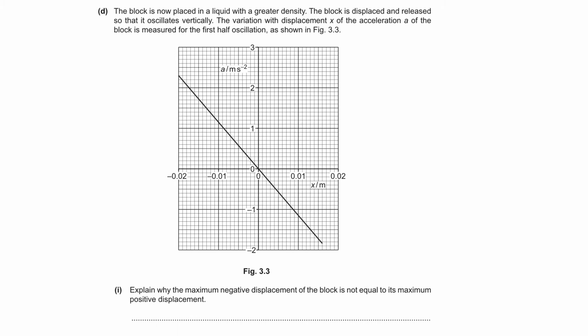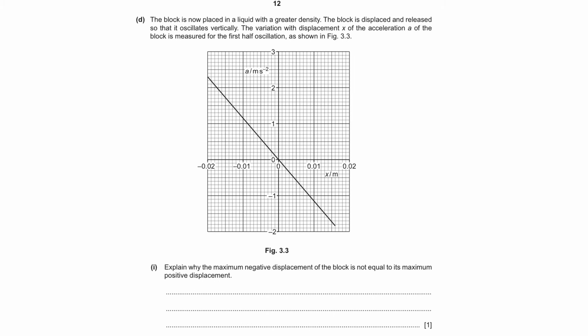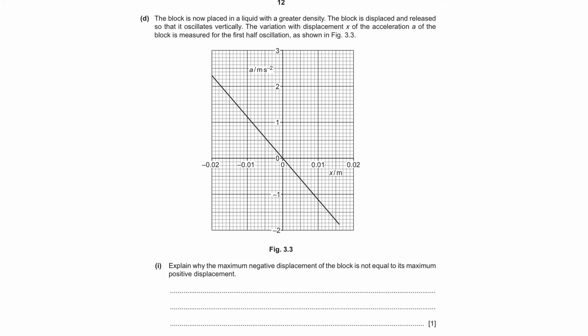Part D says, the block is now placed in a liquid with a greater density. The block is displaced and released so that it oscillates vertically. The variation with displacement x of the acceleration of the block is measured for the first half oscillation as shown in figure 3.3. Explain why the maximum negative displacement of the block is not equal to its maximum positive displacement. Why is it that the two displacements are not equal?